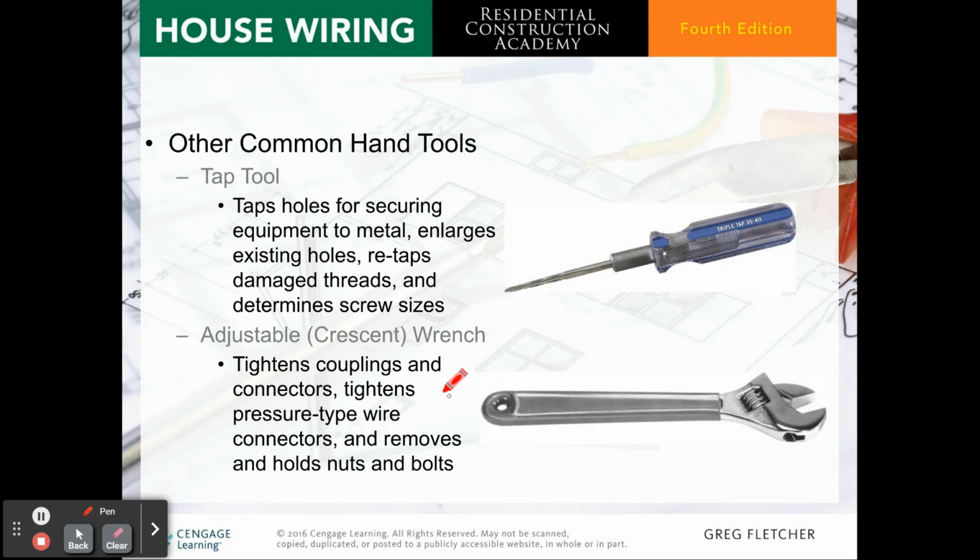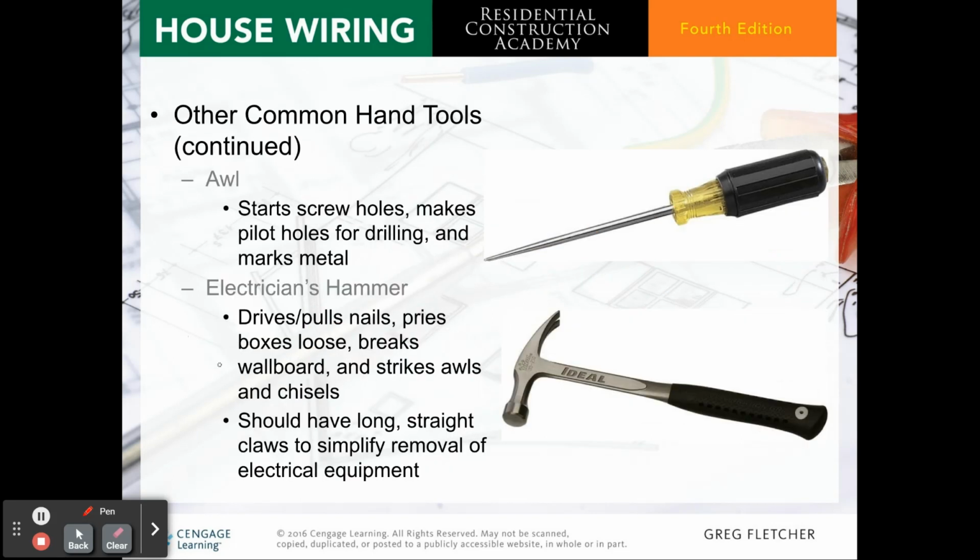Other common hand tools are a tap tool. It taps holes for securing equipment to metal, enlarges existing holes, retaps damaged threads, and determines screw sizes. Again, I wouldn't worry too much about that. An adjustable or crescent wrench, Crescent was the original brand, tightens couplings and connectors, tightens pressure type wire connectors, and removes and holds nuts and bolts.